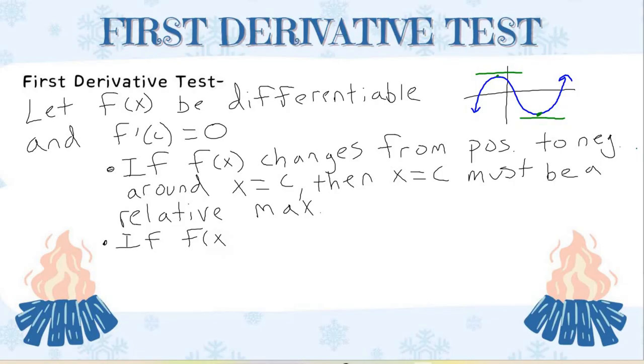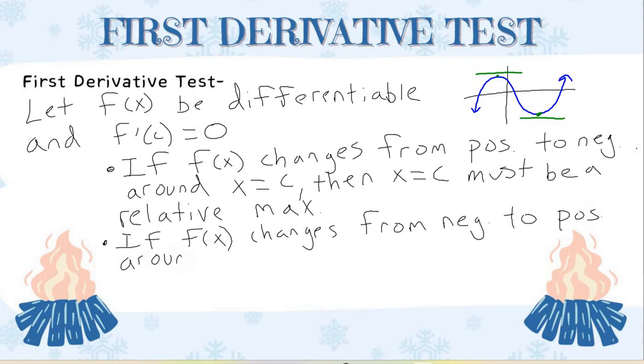If f prime of x changes from negative to positive, basically we have the opposite. It would be a relative minimum. Alright, I'm okay with that.